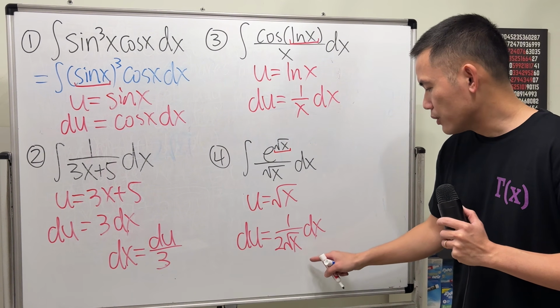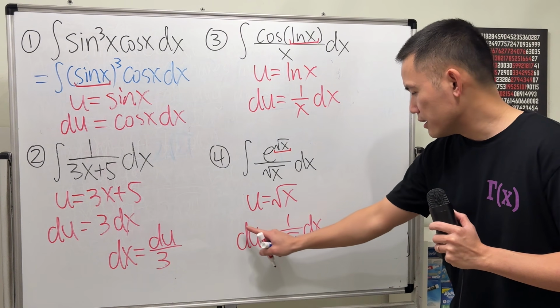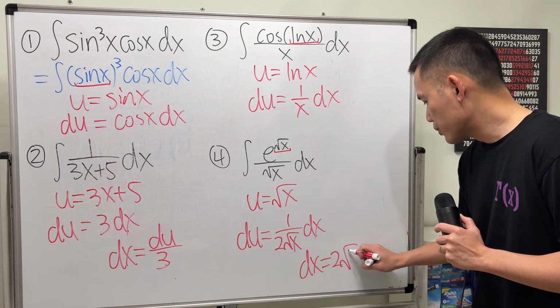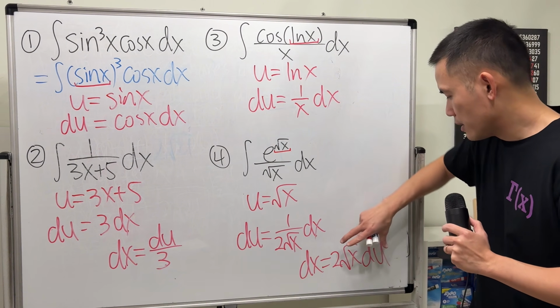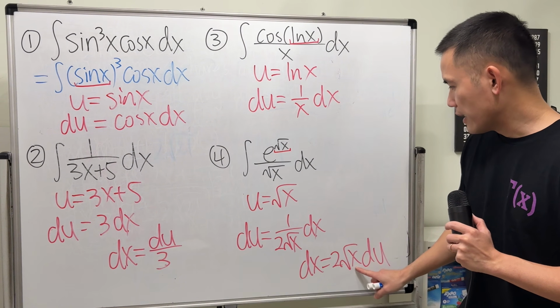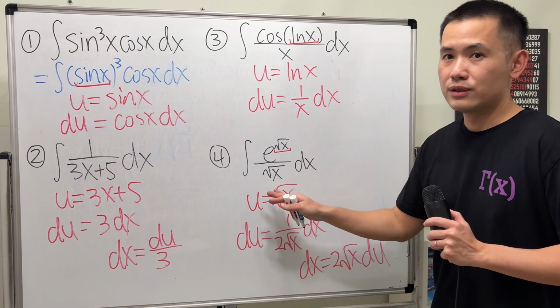And right here, what you can do is multiply both sides by this. So dx equals 2 square root of x du. Once you put this for dx, this square root of x and that square root of x will cancel.